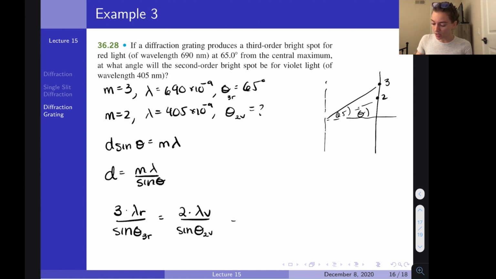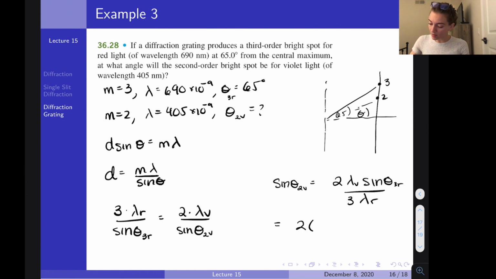So I can just write my equation like this, and then all I have to do, I know lambda for both of them, I know this theta, and then all I have to do is solve for this theta here. So that's one way to do it. As I said before, you could do it the other way too, that's totally fine. So what I'll do here is solve for sine theta, so that gives me sine theta 2v is equal to 2 lambda v times sine theta 3r divided by 3 lambda red.